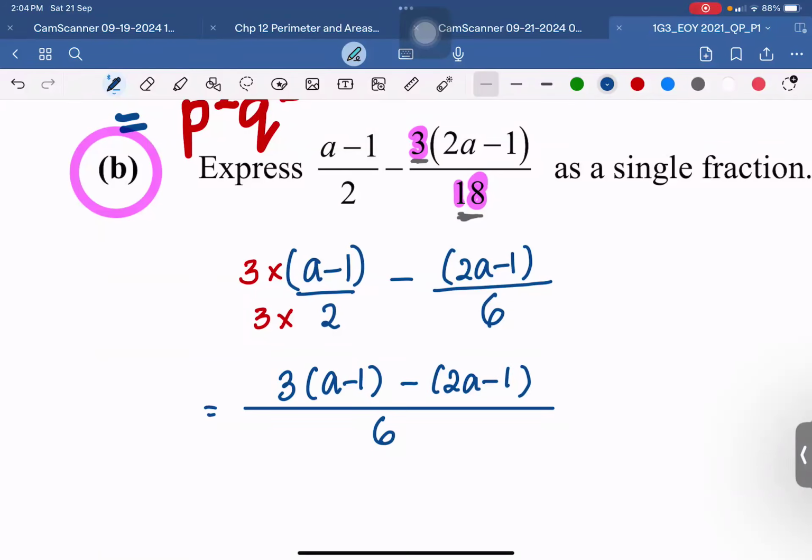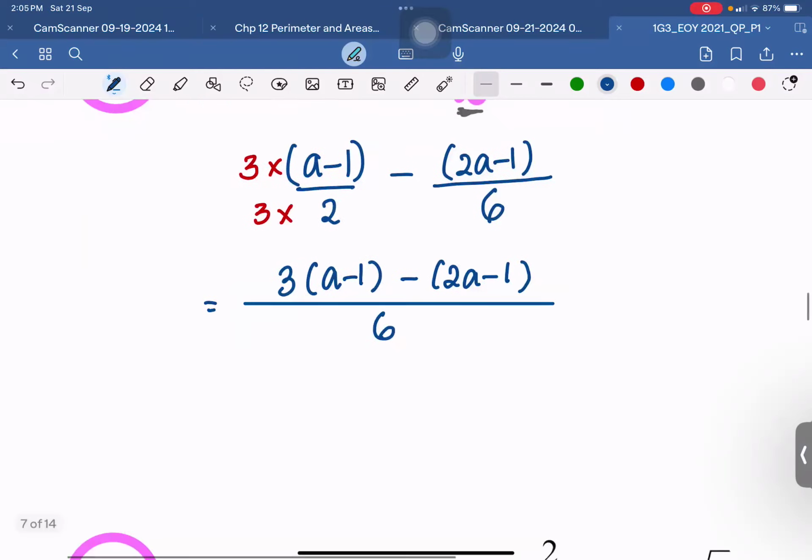Is this step okay? Okay, can understand? Then you all raise hand or something. I also don't know. Can you all understand how we get the 6? Okay, then I move on, okay?